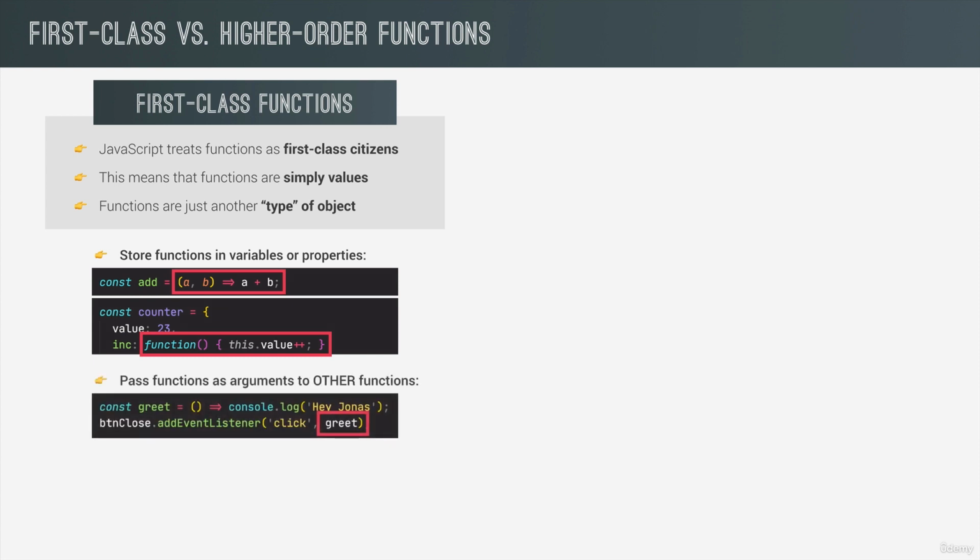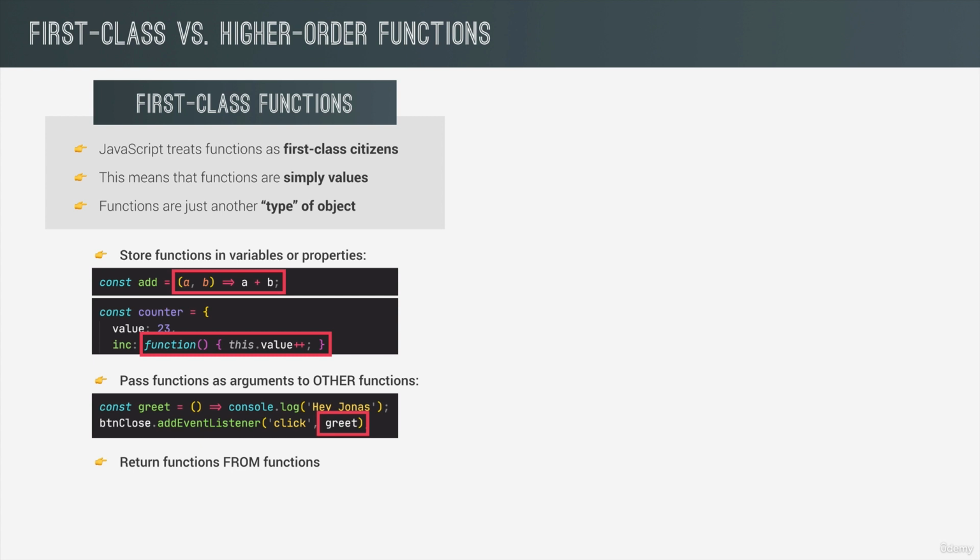We can also pass functions as arguments to other functions. And we actually already did that before when adding event listeners or event handlers to DOM objects. So here we have the addEventListener function that you already know, and we clearly pass the greet function into the addEventListener function here as a value, right? Now, to make it even more interesting, we can also return a function from another function. That sounds kind of crazy, but it can be very useful.